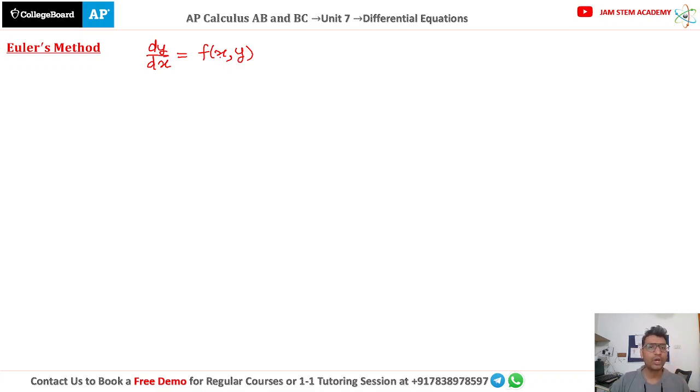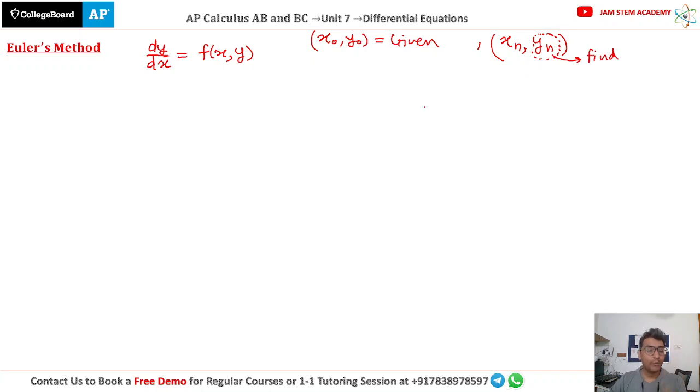Okay, so Euler's method is one of the numerical methods. So dy over dx is equal to f of x, y. Its gradient is already given to us, and they will give you an initial point. So x naught and y naught will be given to you, and they will ask for some x_n and y_n. Basically, they will ask you to find the y_n value for the given x_n.